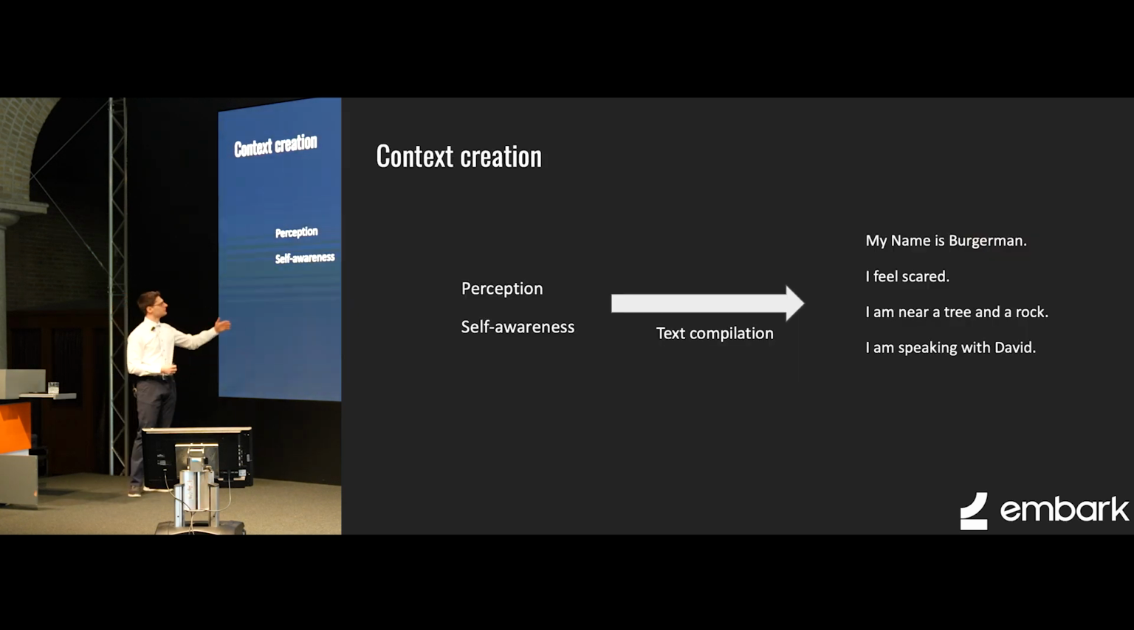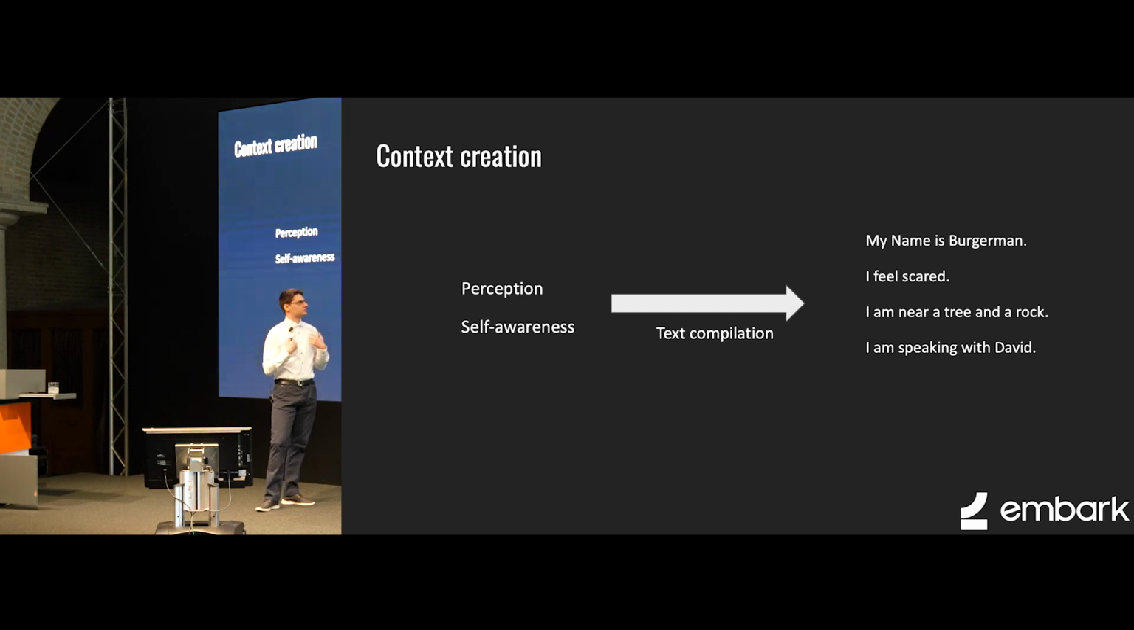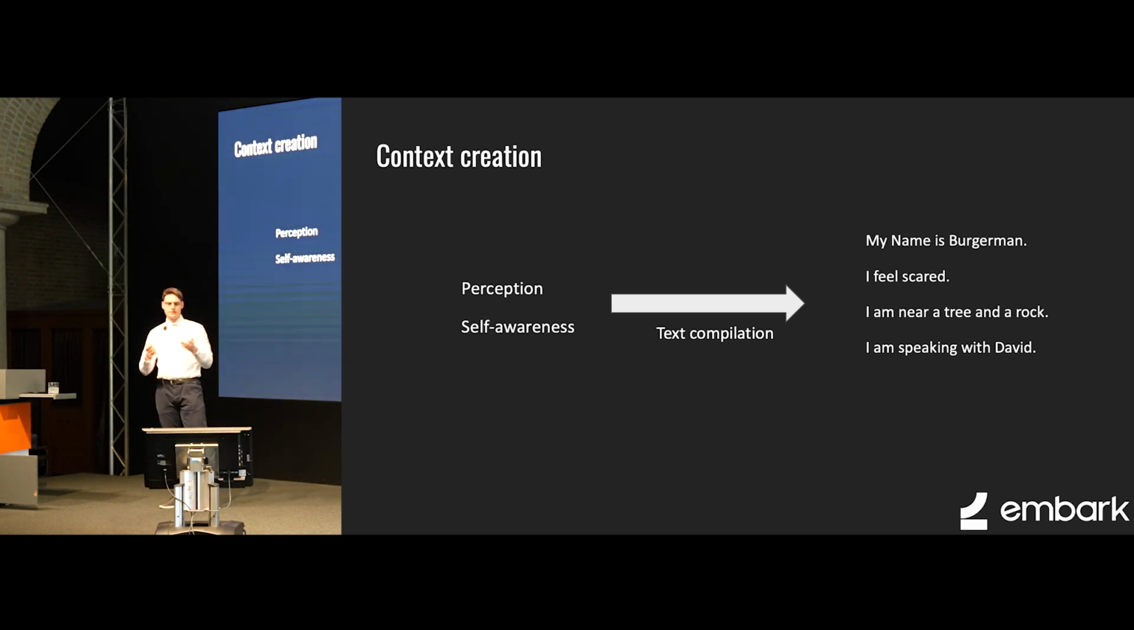And once we have all this information, we just put it together and we pass it to a text compilation, which is just taking some strings and filling in the blanks, basically. And we generate something that we call the context, which will be all the information about the perception and the self-awareness of the creature in a text format. So you can see here, after our text compilation, our context might be, my name is Burgerman, I feel scared, I am near a tree, and I am speaking with David. So this is the context that contains information about the perception and the self-awareness in text, so we can give this text to the language model.